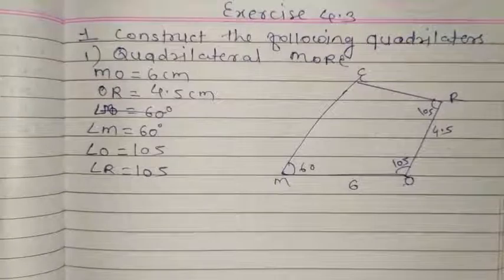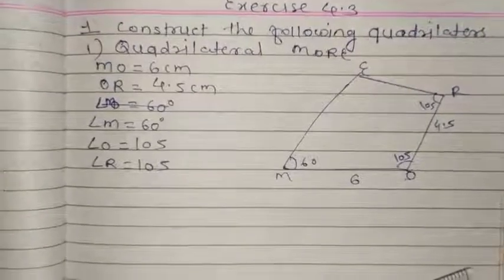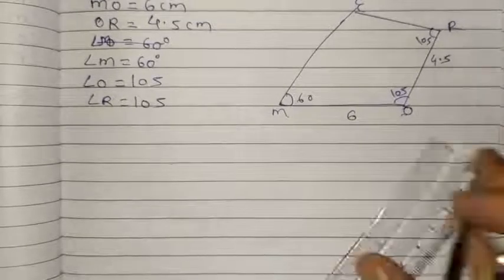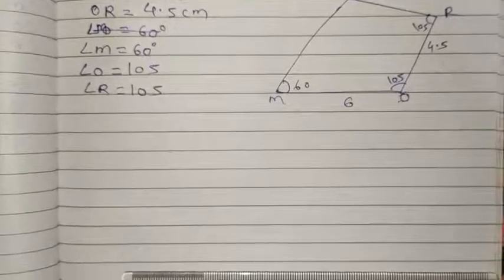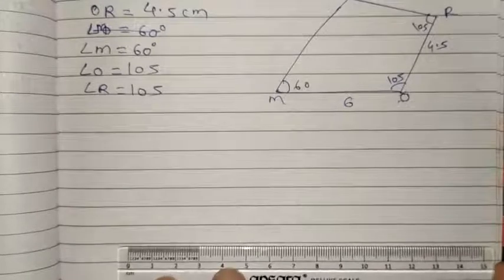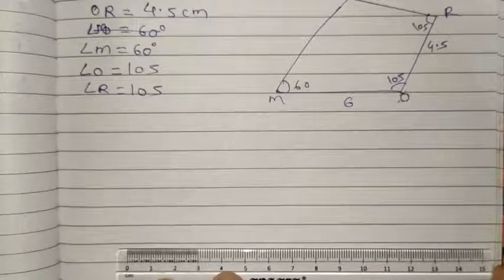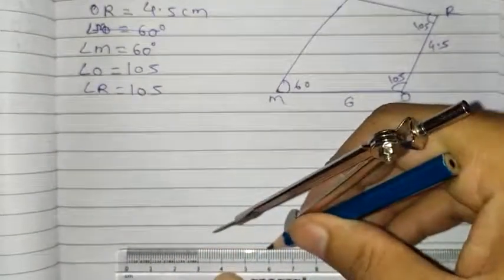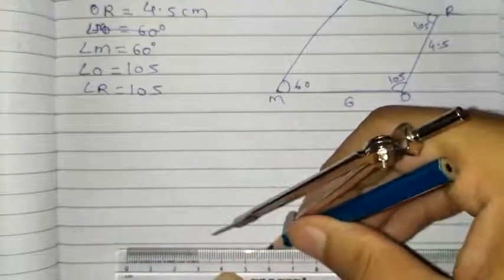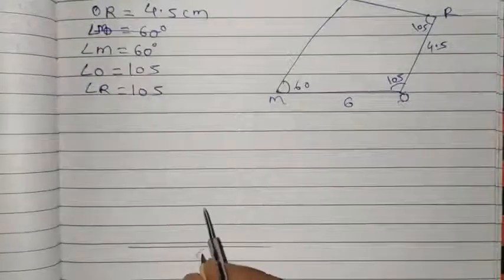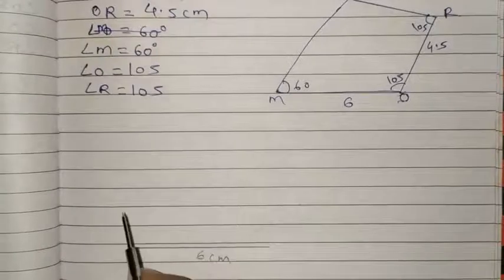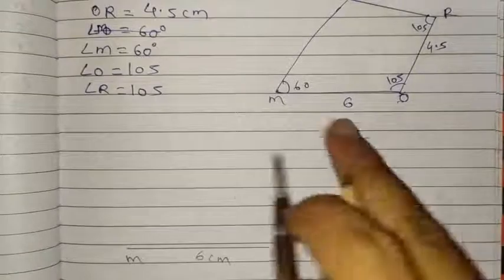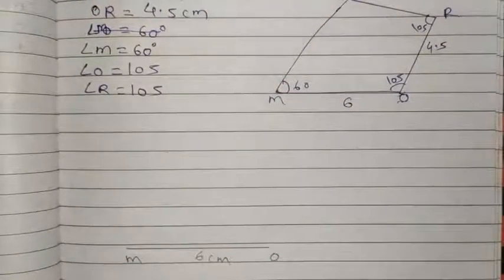So for that you have to take 6 centimeter. You have to design the 6 centimeter line. So this is what I am going to draw, 6 centimeter. And this is side MO. Now here first we will take the 60-degree angle.